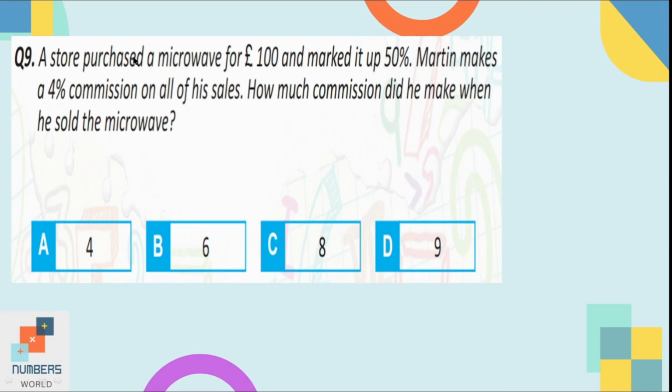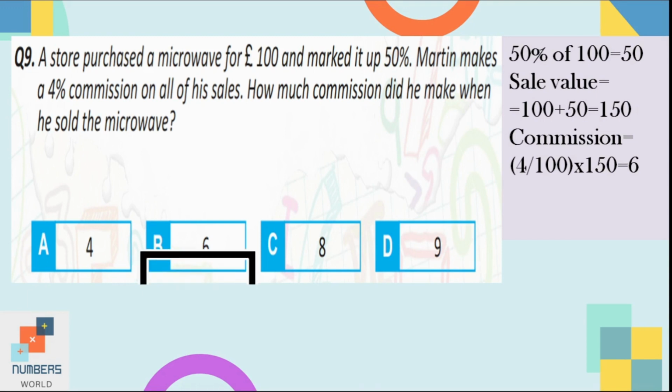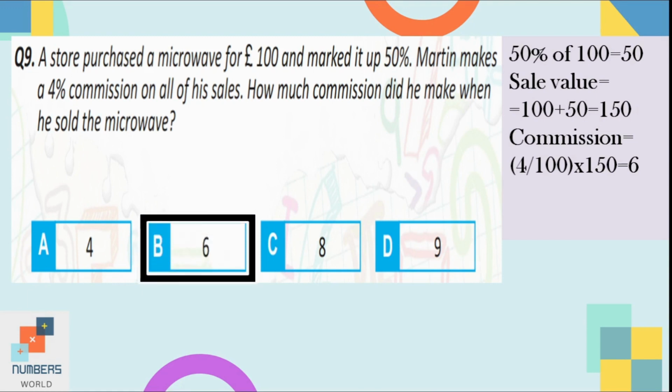So Martin purchased the microwave for £100 and marked it up 50%. So let's calculate the marked up price, that is 50% of 100, which is equal to 50. The sale value of the microwave is the purchase price plus markup price, that is equal to 150. To calculate the commission, we will multiply 4%, that can be written as 4 by 100, by the sale value, which is 150. So the answer is 6. So Martin earned $6 when he sold the microwave.